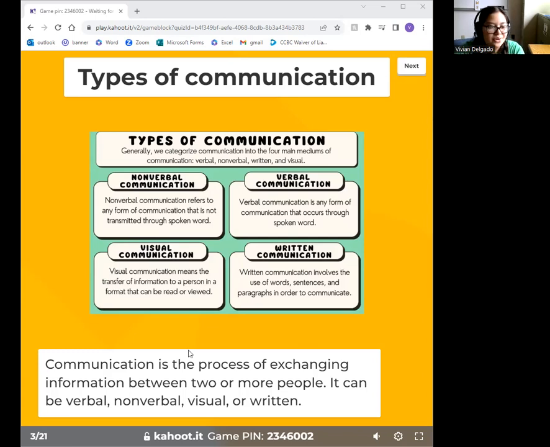So now that we know all four of the communication types, does anyone have any questions? Because the next four slides are going to be questions, and they're not super hard.